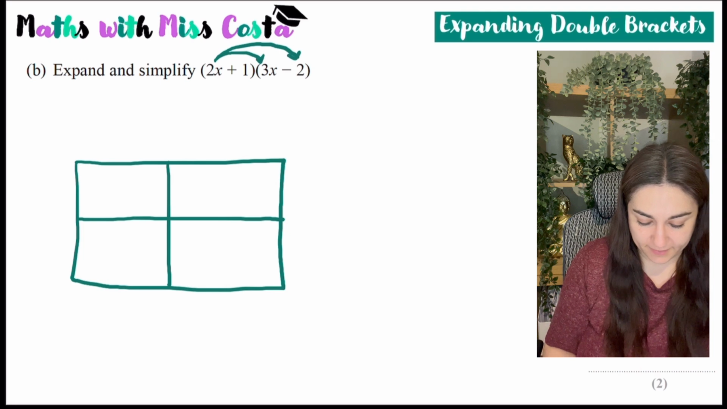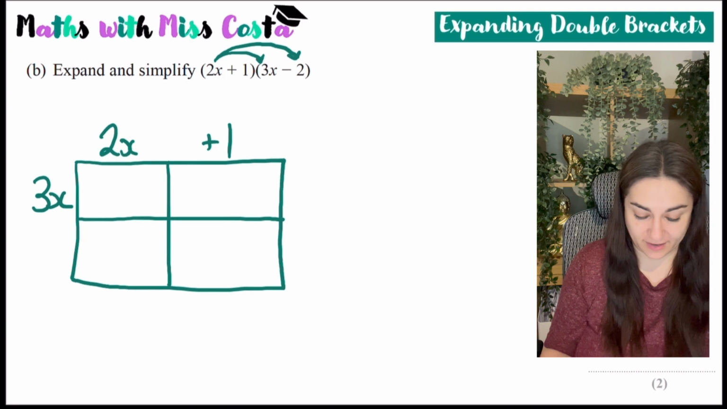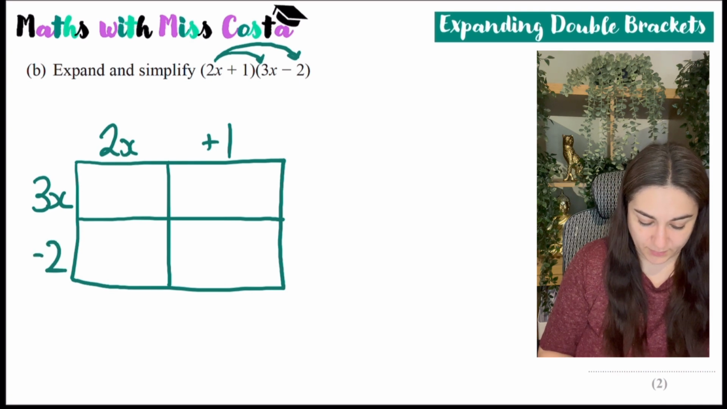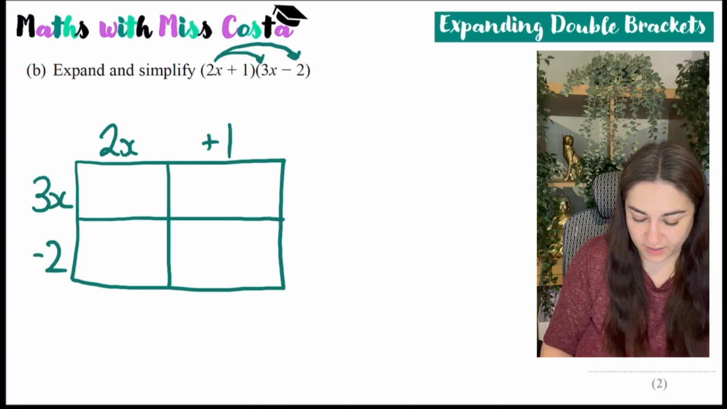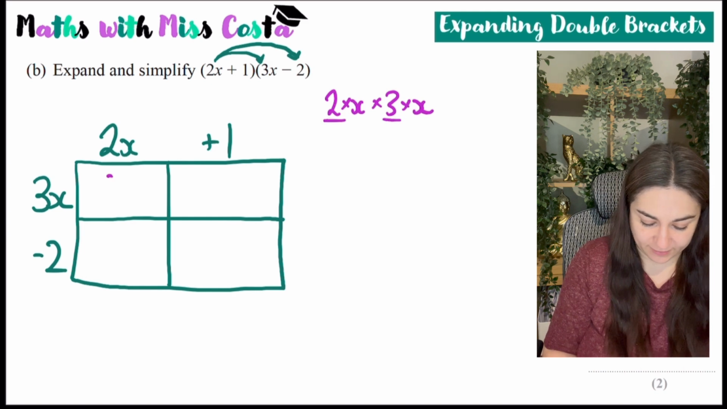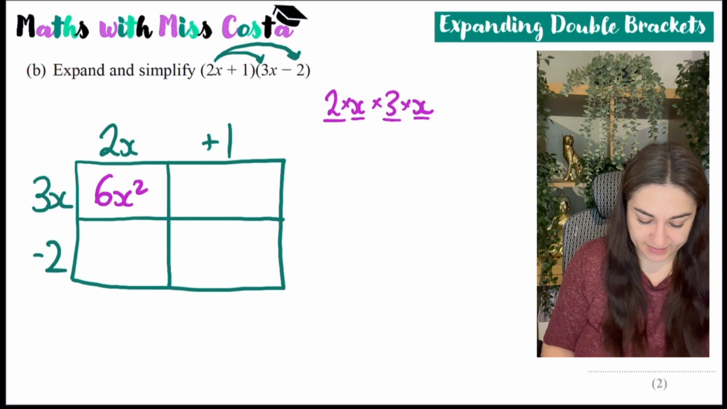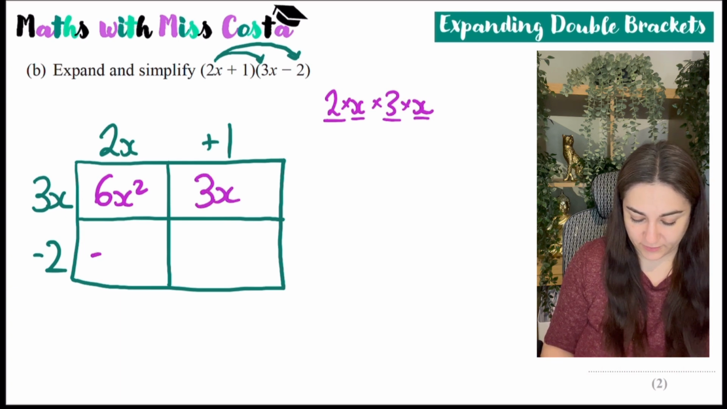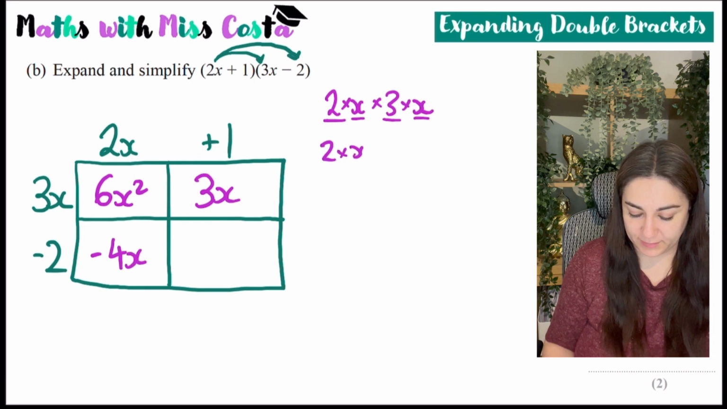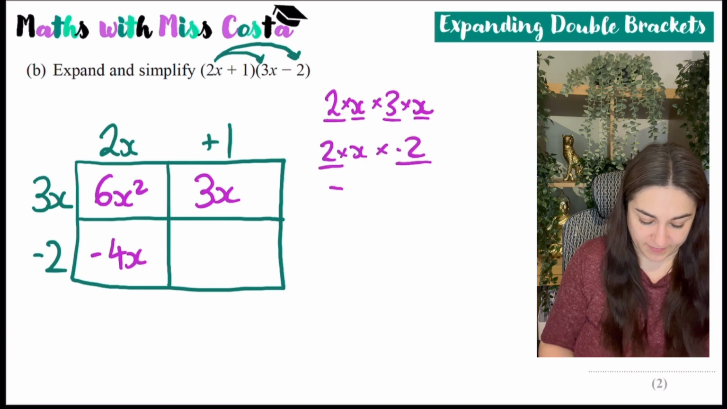So you've got 2x plus 1, and then over here you've got 3x minus 2, and you just split it up like that. Then you're multiplying 2x times by 3x, and you can do any working out along the sides. So 2x times by 3x, what does that mean? 2 times 3 is 6, and x times x is going to give me x squared. Then you've got 3x times by 1, which is just 3x. 2x times minus 2 is minus 4x, so 2 times x times minus 2. 2 times minus 2 is negative 4. And then negative 2 times by 1 is negative 2.